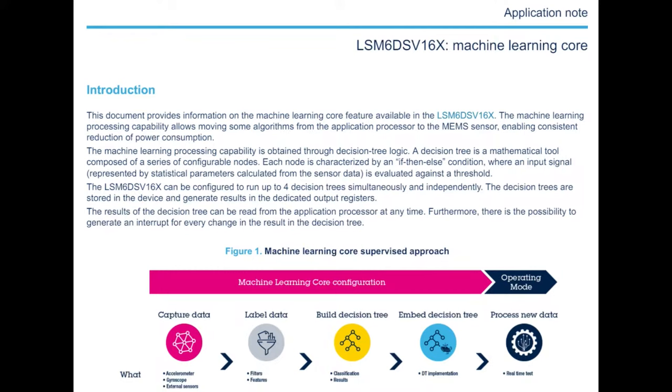Instead, what you actually do is you use their tool and you program in the different levels and heuristics you want, and then like an if-then-else table, and then the decision tree is what will classify the motion. So if you want a classification like at rest, running, walking, laying down, in a car, or free falling, that's what the machine learning core would be good for.